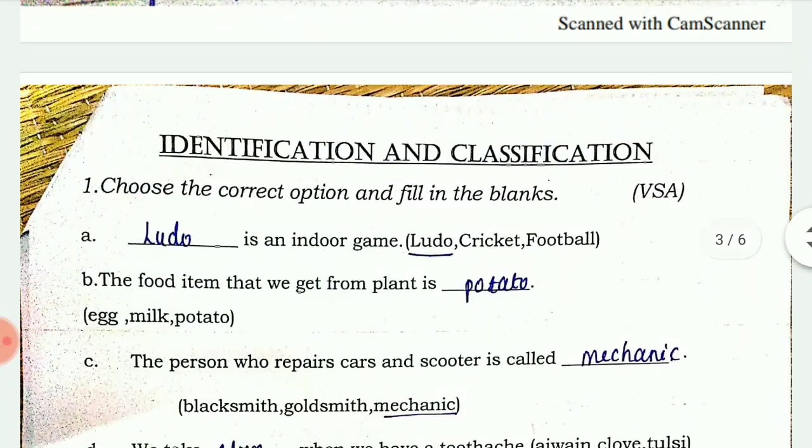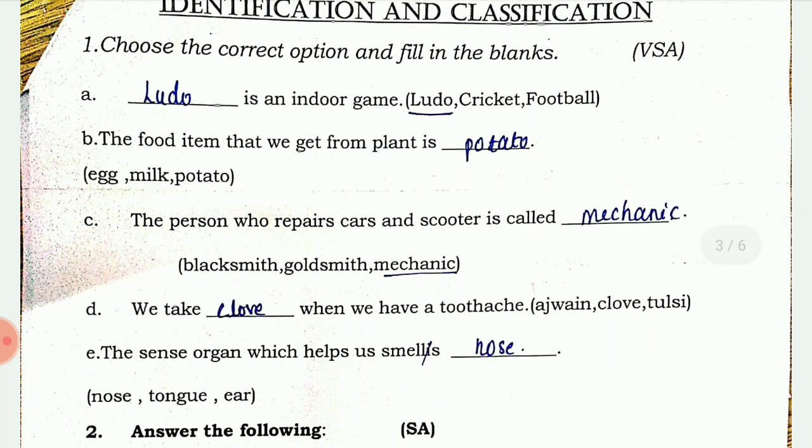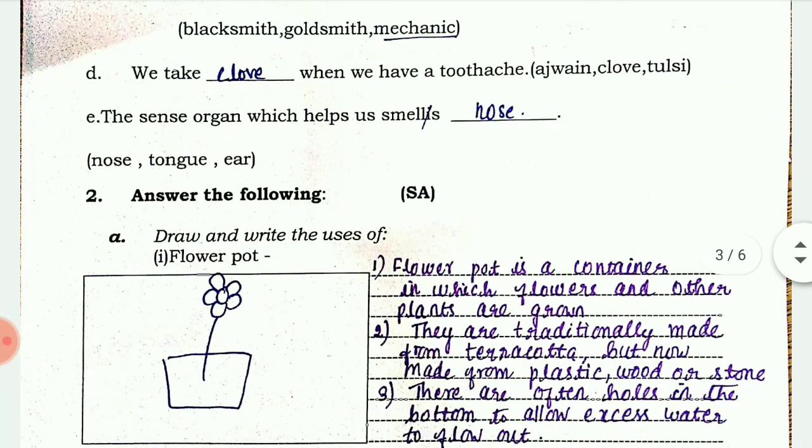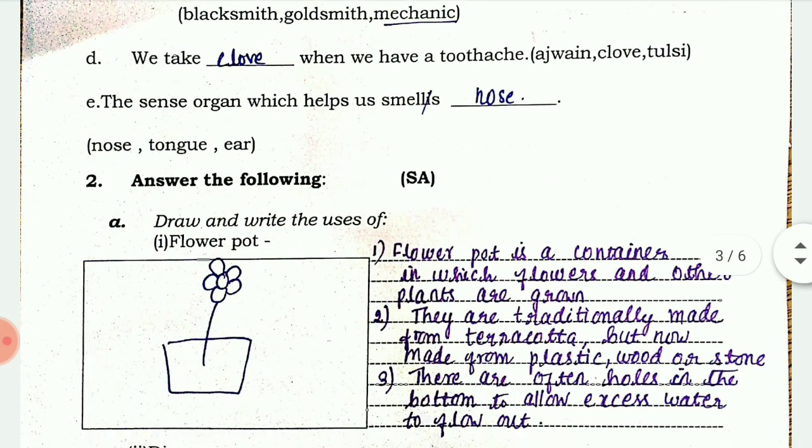Choose the correct options and fill in the blanks. Ludo is an indoor game. The food item that we get from a plant is potato. The person who repairs cars and scooters is called a mechanic. We take clove when we have a toothache. The sense organ which helps us smell is the nose.